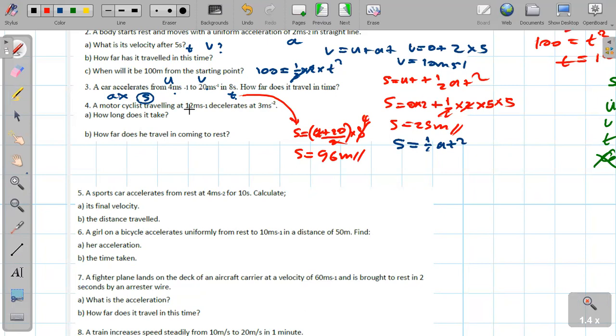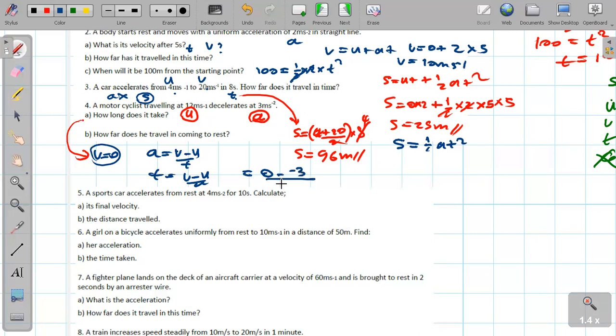A motorcyclist traveling at 12, this is u, traveling at means at the beginning, decelerates at 3, that means acceleration. How long does it take until it becomes 0? That is the final velocity. Acceleration equals v minus u over t, so t equals v minus u over a. 0 minus 12, over minus 3, which is the acceleration. Sorry, u is 12. Answer is 12 over 3, which means 4 seconds. It takes 4 seconds.